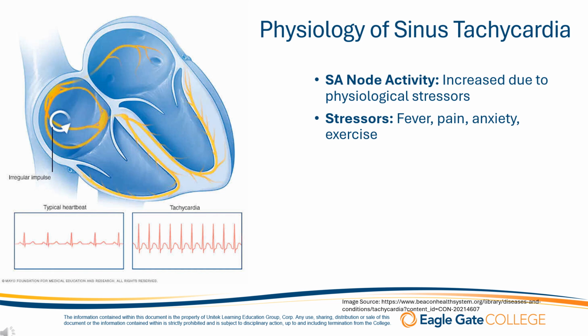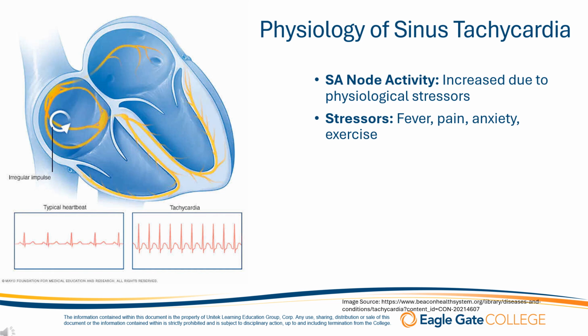Physical activity requires more oxygen and nutrients from muscles. During exercise, the SA node increases its firing rate to supply the body with the necessary blood flow, leading to a faster heart rate. The autonomic nervous system plays a crucial role in regulating heart rate.